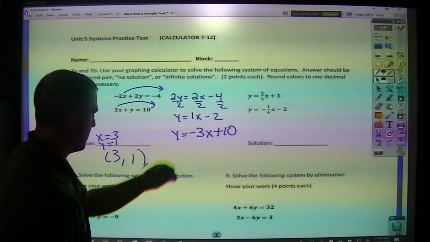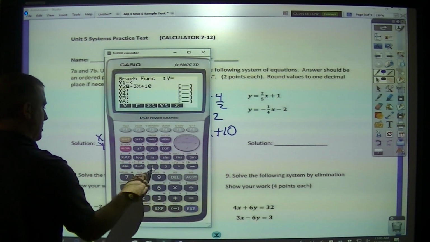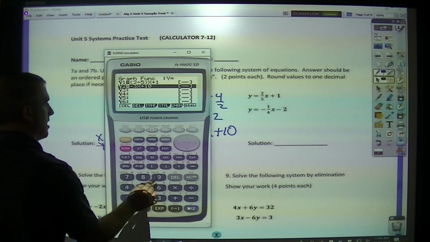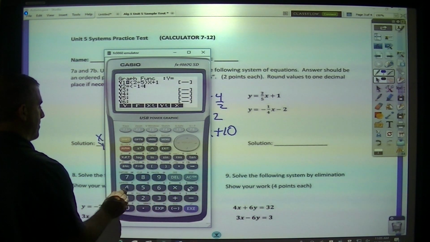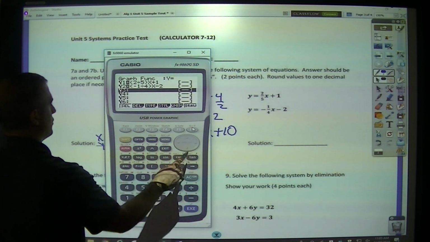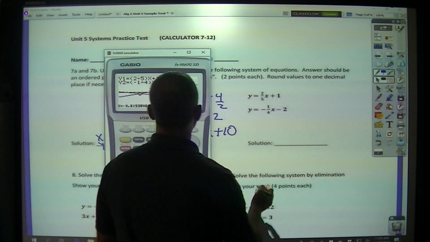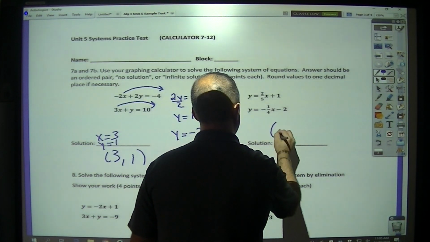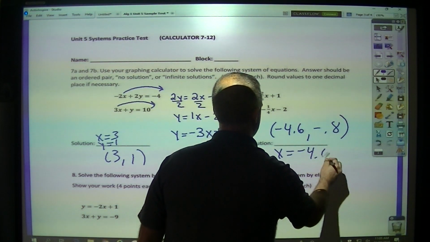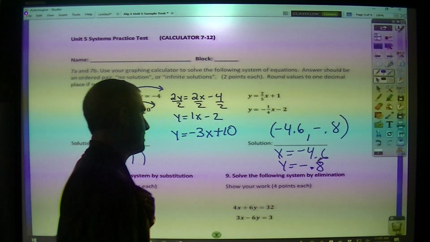This one is already in y equals, so this is fantastic. I can do 2 divided by 5, then x plus 1, and then parentheses -1 divided by 4, close parentheses, alpha x minus 2. Draw, G-Solve, intersect. I get a decimal, which is okay: x is negative 4.6 and y is negative 0.8. Solve the following system by substitution.